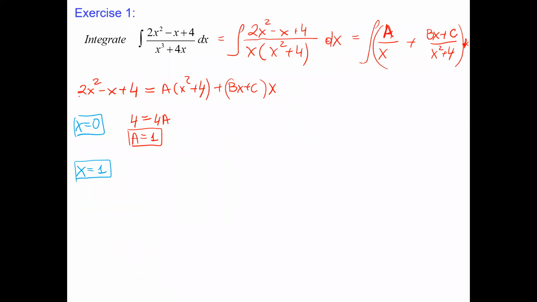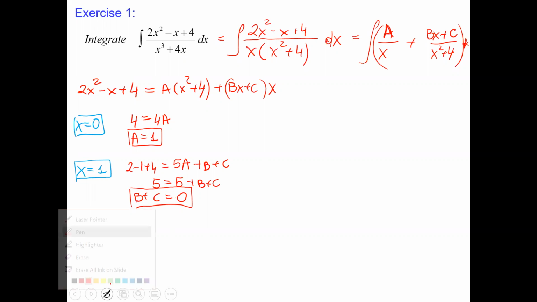And let's substitute. 2 minus 1 plus 4, I can write this down. 1 squared plus 4 is 5a, and 1 times b times 1 will be b plus c. And then we have 5. A is 1, that means I can substitute 1 times 5, and then b plus c. And if I switch the side, b plus c actually is 0. It's okay, because we know that this x equals 1 wasn't a zero. That means I end up with the two unknowns. Let's create another equation. Let's substitute -1.